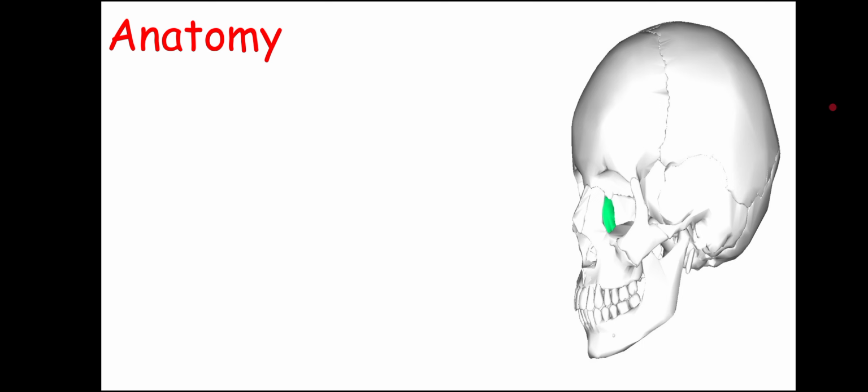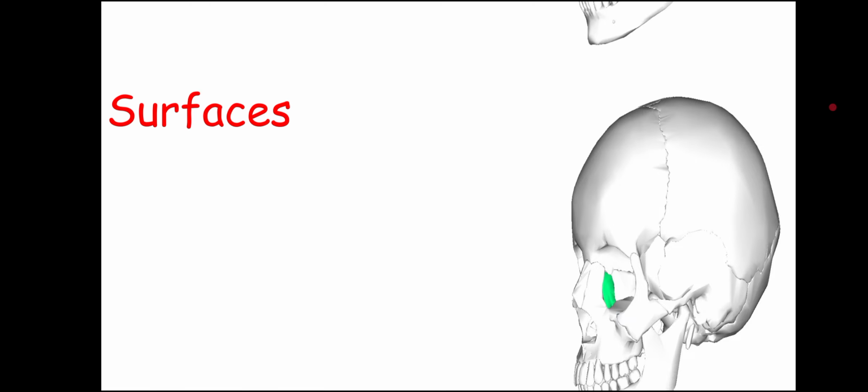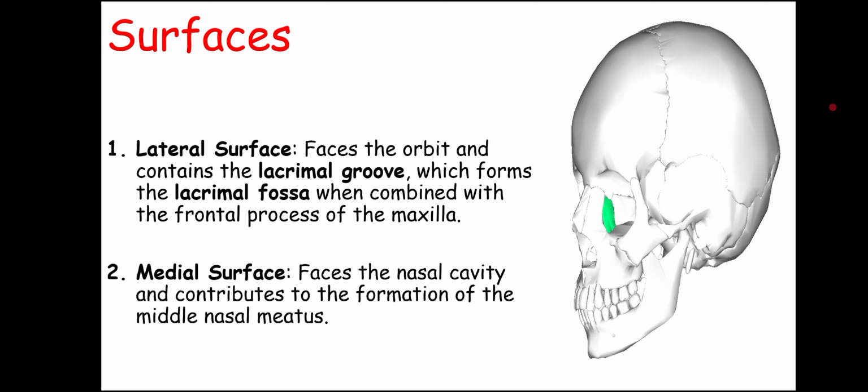Now let's talk about the anatomy of lacrimal bone. Lacrimal bone consists of two surfaces and four borders, and we will talk about them one by one. First, we will talk about the two surfaces of lacrimal bone. The first surface is lateral surface that faces the orbit and contains the lacrimal groove, which forms the lacrimal fossa when combined with the frontal process of maxilla. And the second surface of lacrimal bone is medial surface that faces the nasal cavity and contributes to the formation of middle nasal meatus.